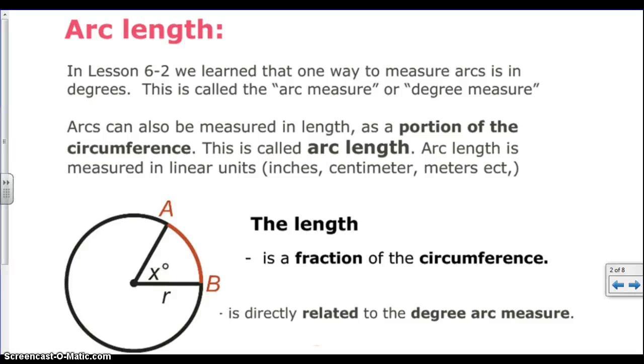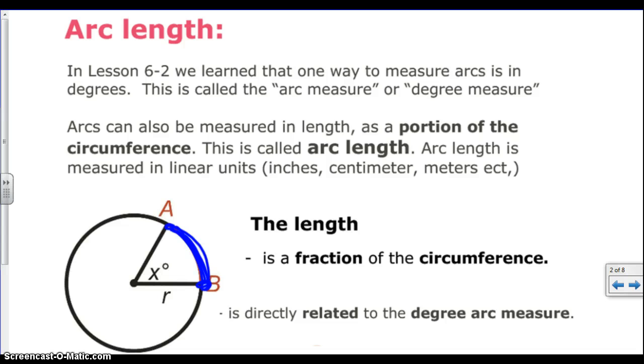We're going to learn about the arc length today. Now, if you just use those two words, we know what an arc is. It's the measure around the circle right there. You see that from A to B? That's the arc. And so to find that length, you can see it's in bold. The length is a fraction of the circumference.